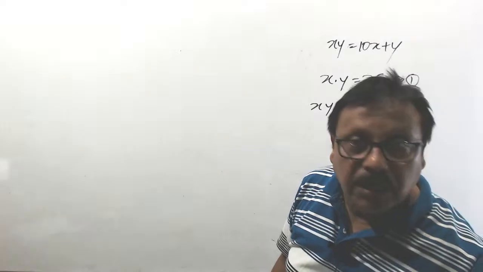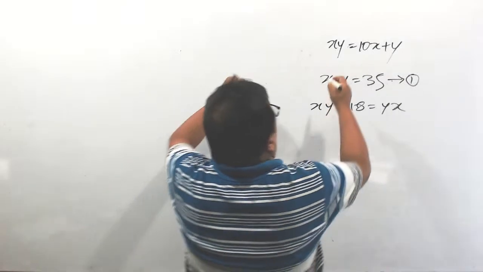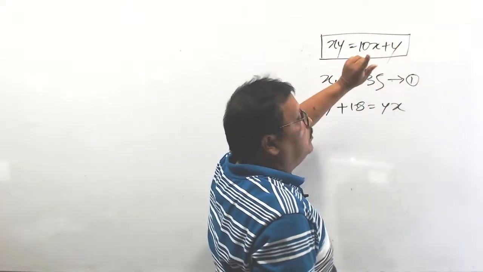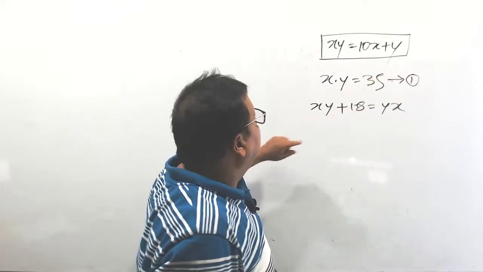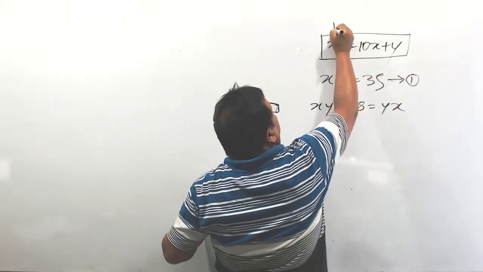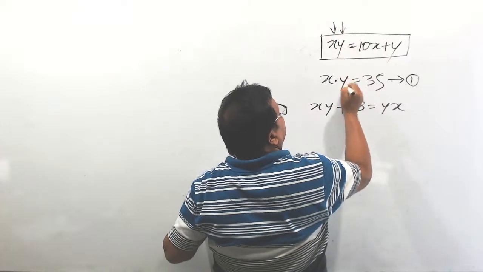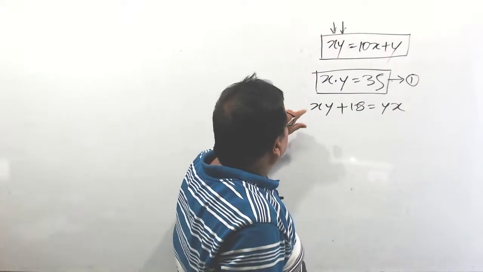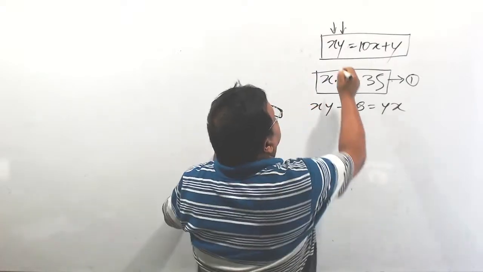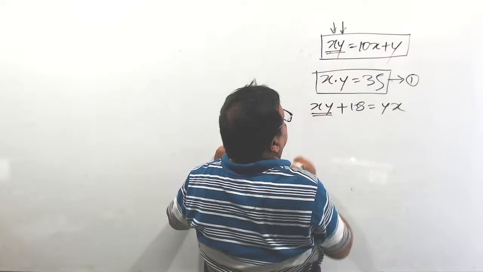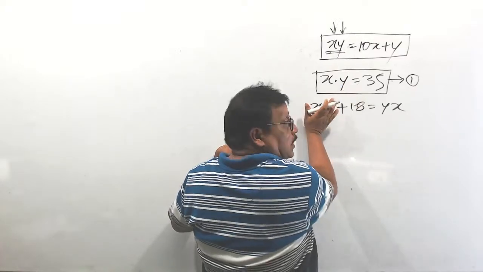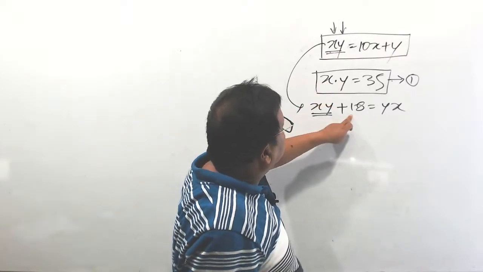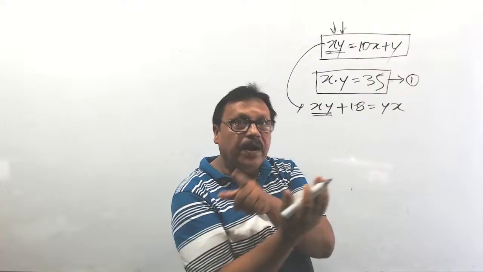Let that two digit number, any two digit number in this form xy, be 10x plus y. Correct? According to the question, the product of the digits x into y is 35. And if you add 18 with this number, then the digits are reversed.